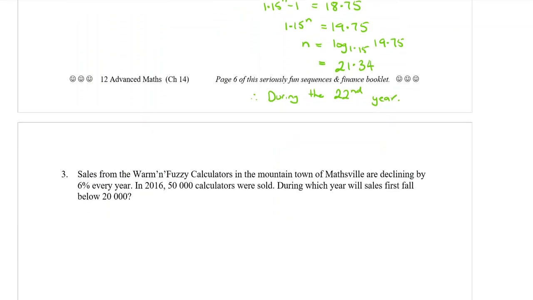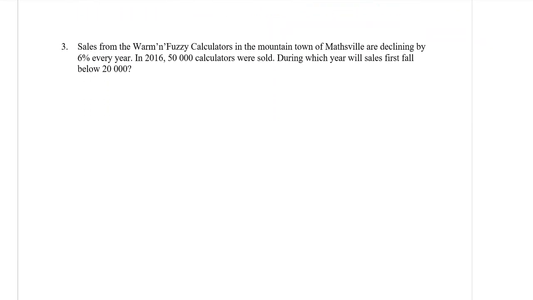Question 3. Sales from the warm and fuzzy calculators in the mountain town of Matsville, I think we've had this place before, are declining, oh no, by 6% every year. In 2016, 50,000 calculators were sold. During which year will the sales first fall below 20,000?